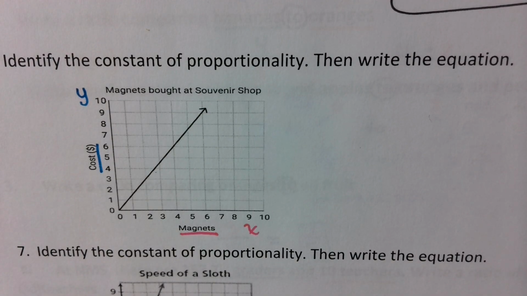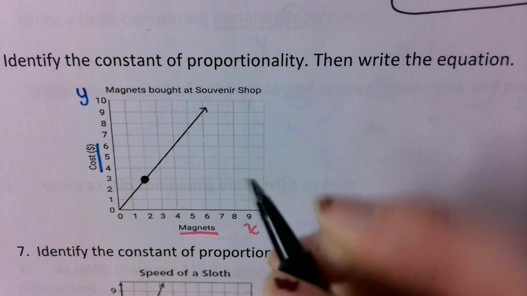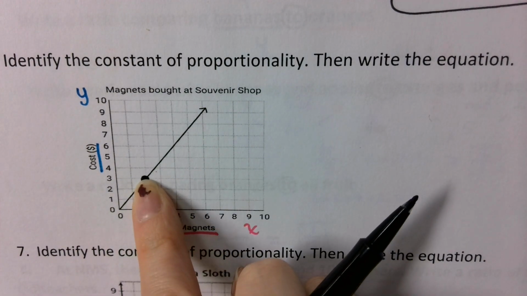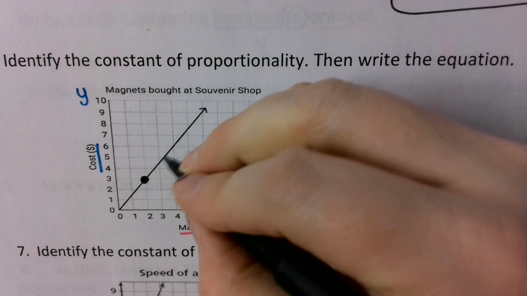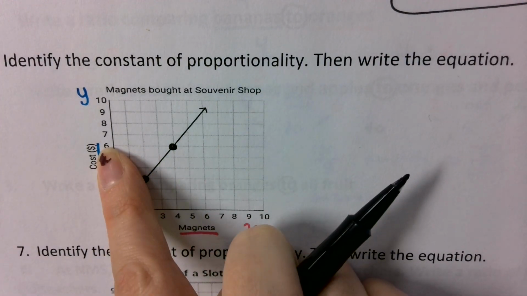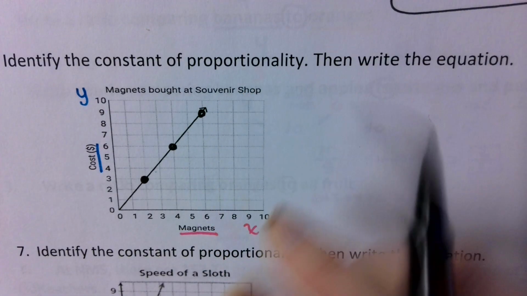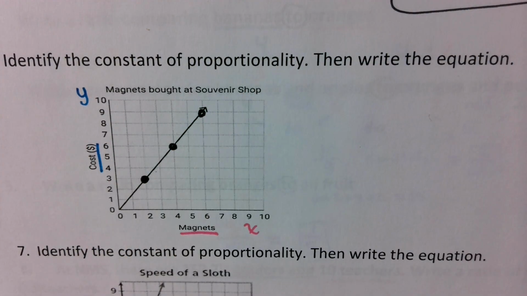I'm going to pick any point on here. So there's many points we could have picked. We could have picked right here where the x is a 2 and the y was a 3. You could have picked right here where the x was a 4 and the y was a 6. You could have picked right here where the x was a 6 and the y was a 9. So it doesn't matter which point you choose, but you have to choose one of them.